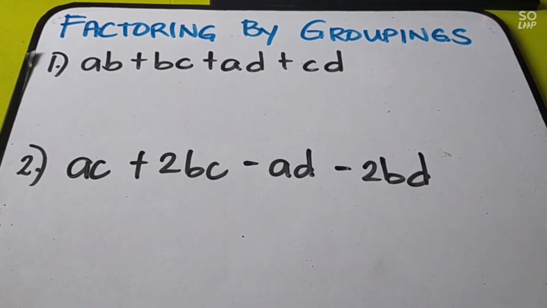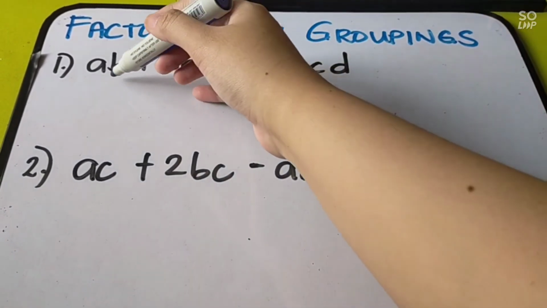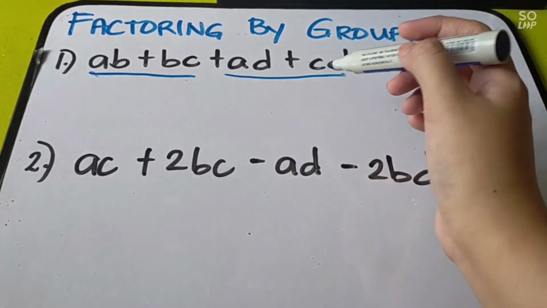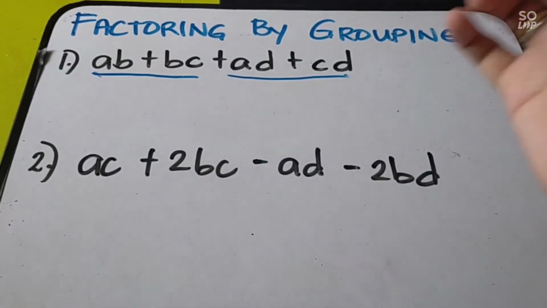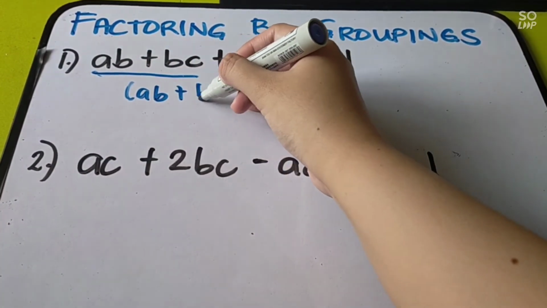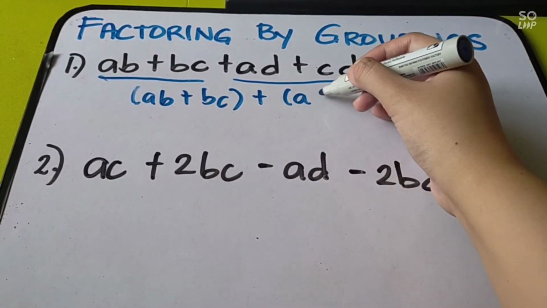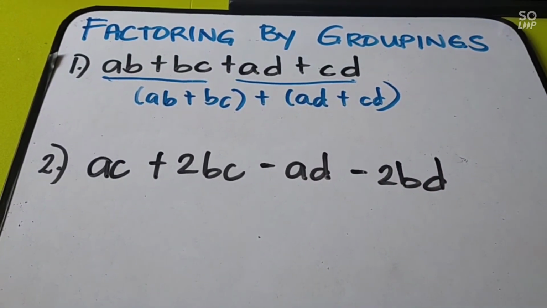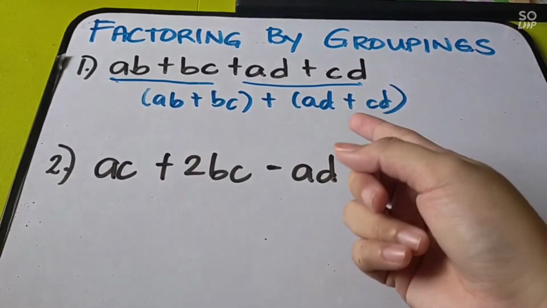Okay. So, let us have number 1. We have AB plus BC plus AD plus CD. So, ito, ang dalawa, may common siya. At saka itong dalawa, may common din siya. Pwede mo rin naman pagpalit-palitan, pwedeng ito at saka ito, then this one and this one. Basta meron siyang common. So, we have here, so dito tayo group natin, AB plus BC. Yan, group na natin. Plus, yung isa naman ay AD plus CD. Yan. After mo i-group, gamit ka naman ng common monomial factor. What is common? Yung common, ilalabas mo. Okay?